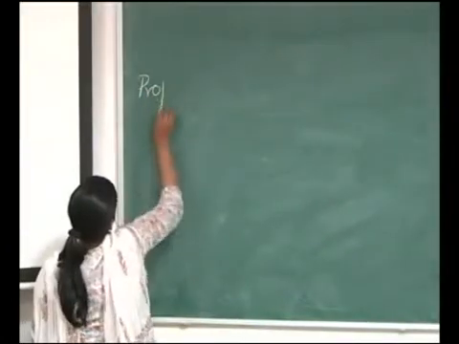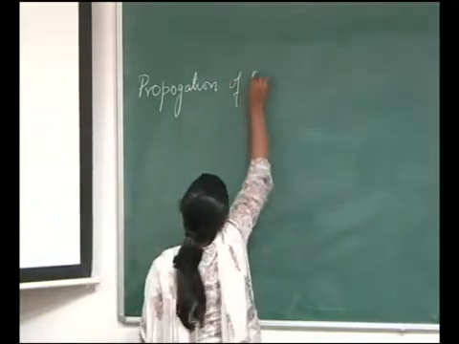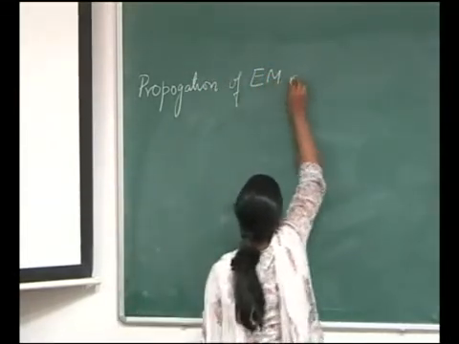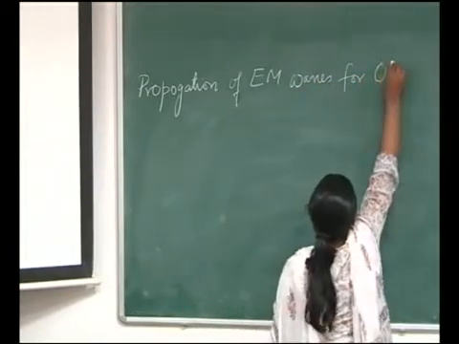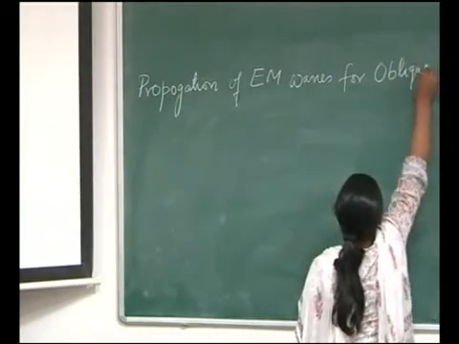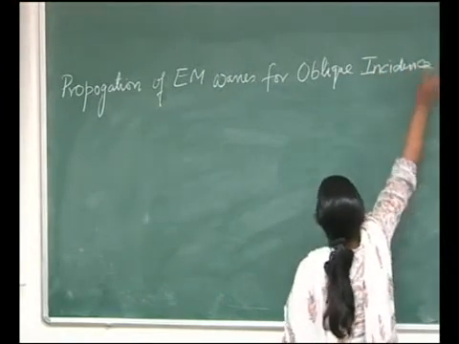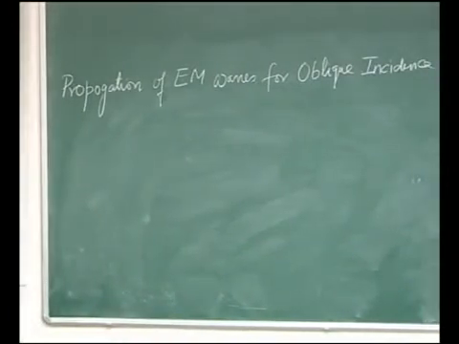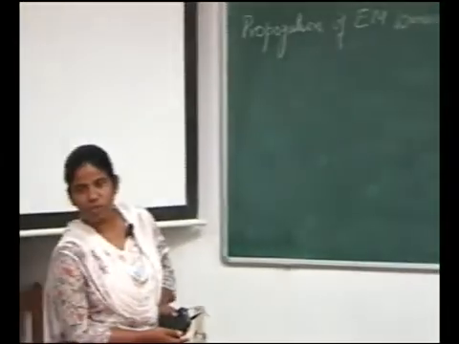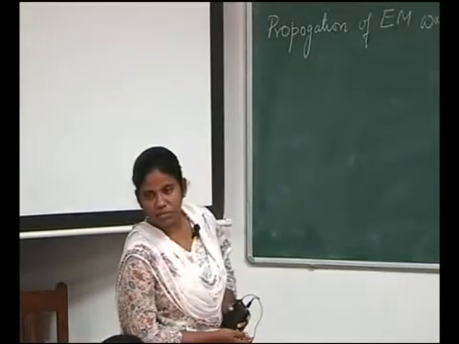Today we will discuss the propagation of EM waves for oblique incidence. Actually, as you will look into the case, normal incidence is the special case of oblique incidence. If theta is 0, then oblique incidence will become normal incidence.